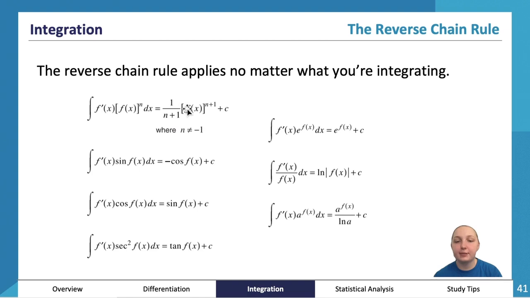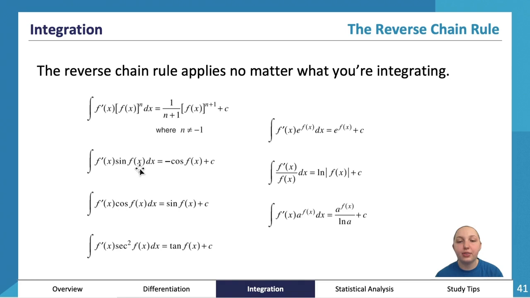Okay, so that's going to be 1 over n plus 1 multiplied by f(x)^(n+1) plus c. In order to be able to do the integration, we have to make sure that this f(x), its derivative, is already on the outside. Same thing goes for all of our trig integration and our exponential integration as well.